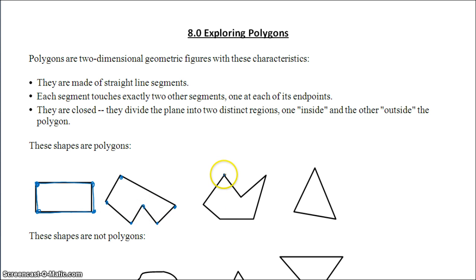And lastly, a polygon will be closed. It divides the plane into two regions, an inside and an outside. There's no leaking between the inside and the outside.